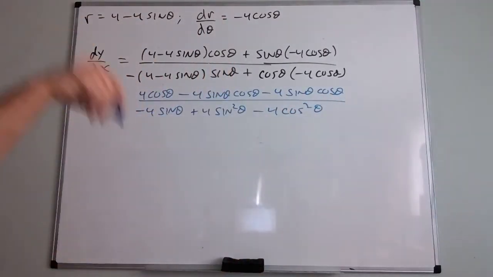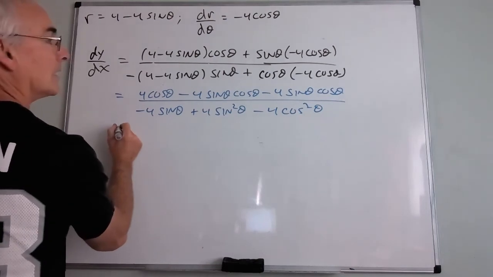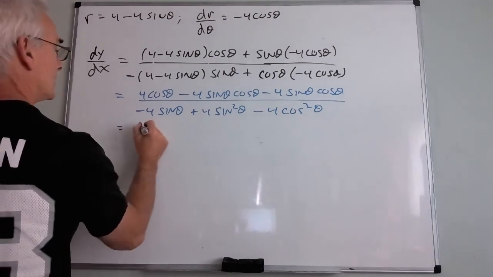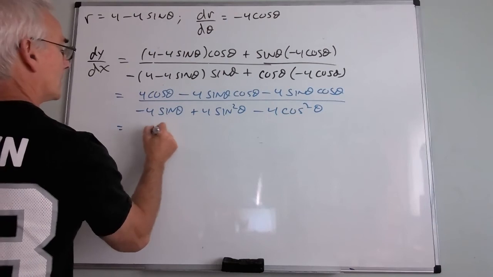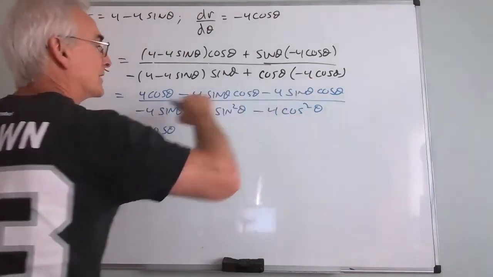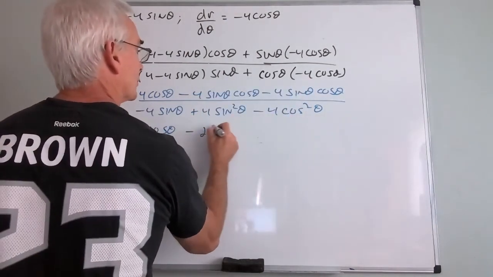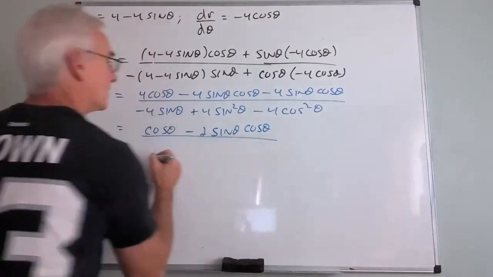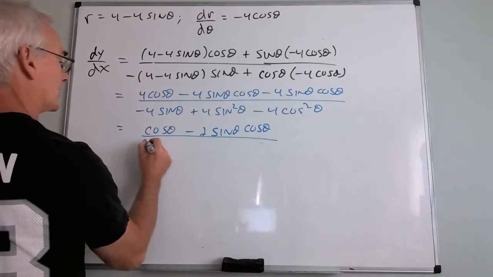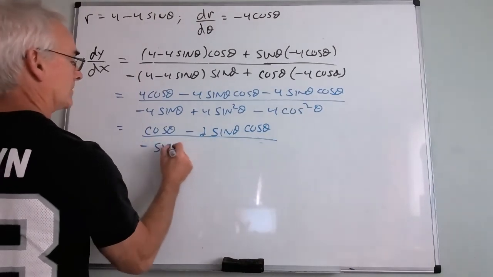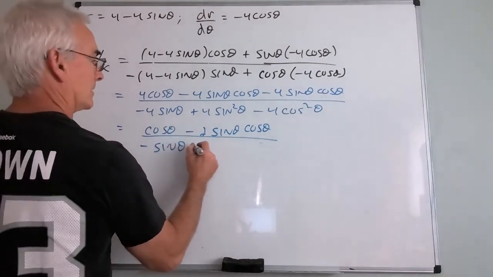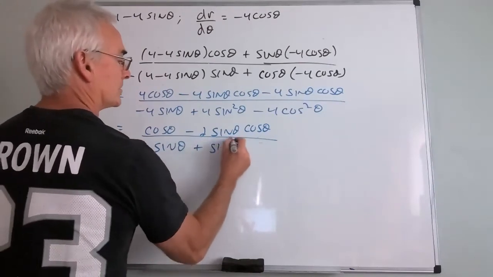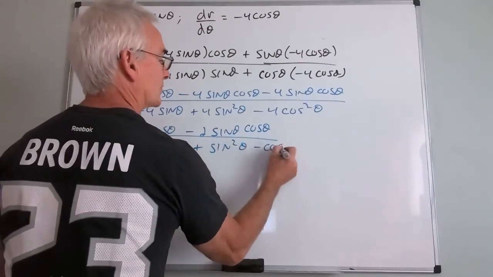I think at this point, I'd just get rid of all the 4s. I think that will make it easier. So now I have on top cos theta, and those clearly can combine, so minus 2 sine theta cos theta. On the bottom, I'm going to have negative sine theta plus sine squared minus cos squared theta.